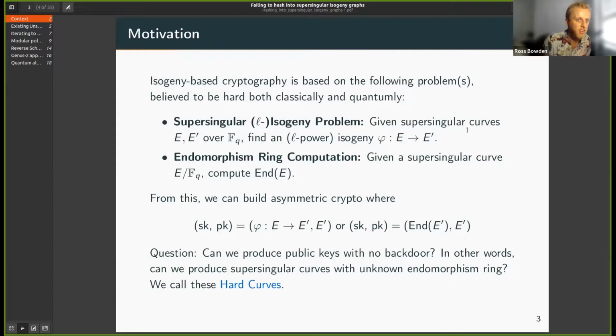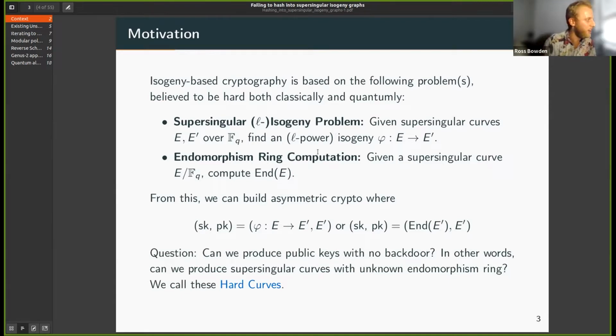Another problem that appears in this realm is the endomorphism ring computation problem. This is the problem of, if I give you a supersingular curve defined over a finite field, can you describe all the isogenies from that curve to itself? It's not so obvious that this is equivalent to the first problem, but it is in fact equivalent, assuming the generalized Riemann hypothesis, in the sense that there is a polynomial time reduction from one to the other.